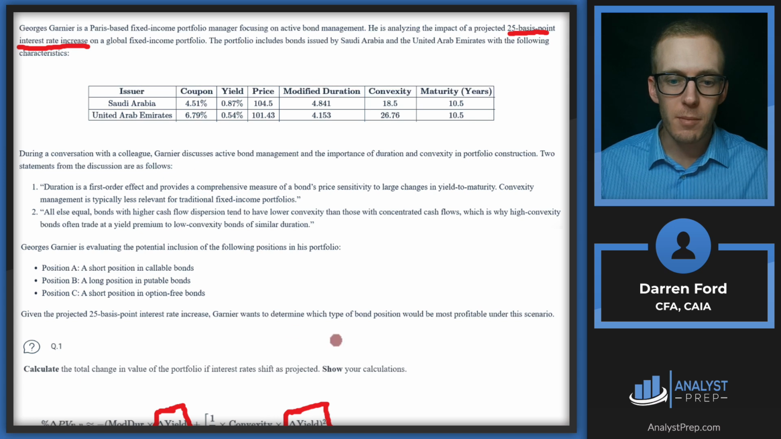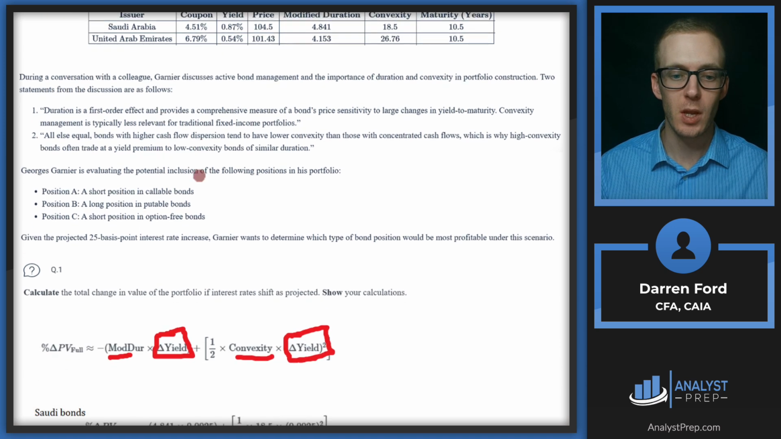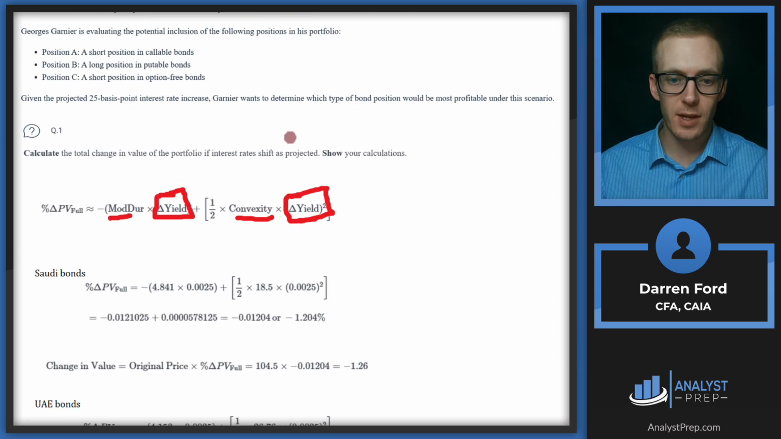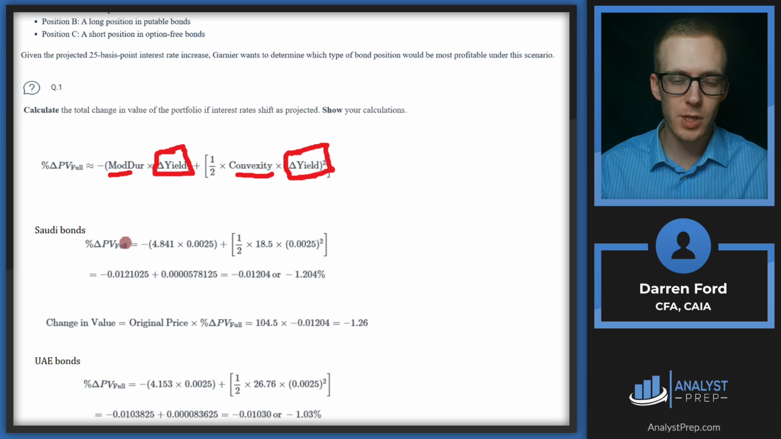So what we're going to have to do here is show our calculations. We're going to have to calculate the change for the Saudi bonds and for the UAE bonds, and then add those together since this is our full portfolio. So I've got all of this down here. We're going to take this formula, and then we'll grab the Saudi bond information first.